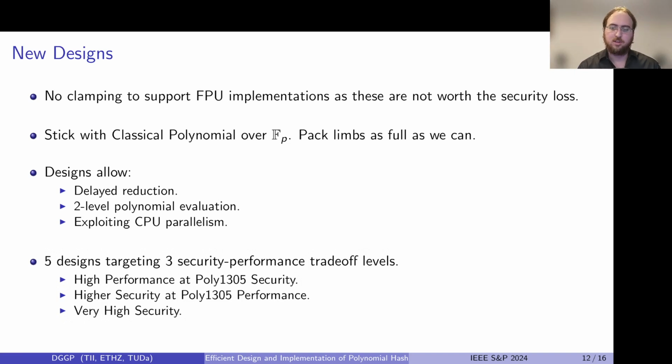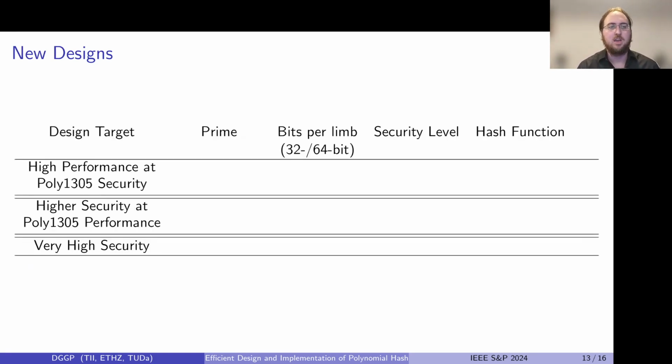Now, in this work, we've come up with 5 new designs targeting 3 different security performance trade-off levels: high performance at Poly1305 security level, higher security at Poly1305's performance level, and one very high security level which sacrifices performance. Now, I said 5 new designs for 3 categories. Well, for the first 2 categories, we actually have 2 designs each. One that's aimed only at 64-bit architectures and one that's aiming at both 32 and 64-bit architectures at the same time. Whereas our very high security design only targets 64-bit architectures.